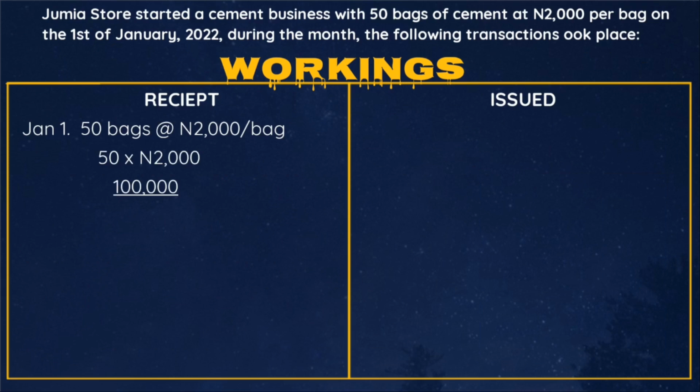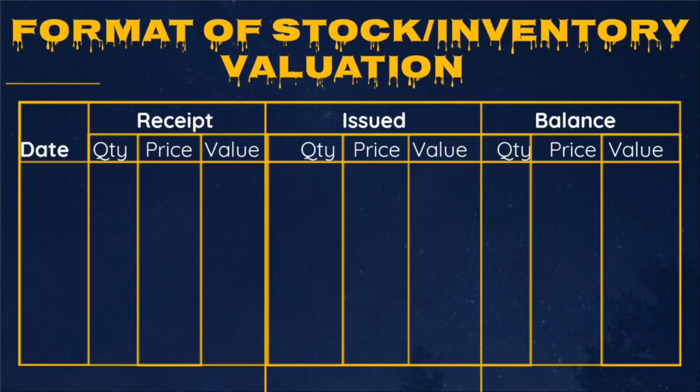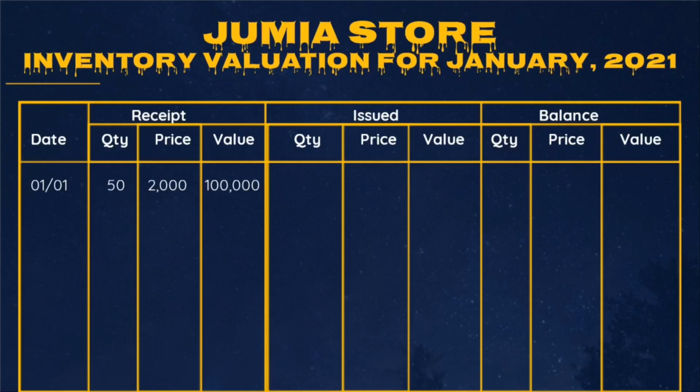Now we go to our inventory account and record the details. That is 50 bags of cement, 50 bags at 2,000, while the value will be 100,000. That is our inventory account. So we have January 1, that is 0101, quantity 50, at what price? 2,000, and what is the value? 100,000 naira. Under the issue side, that is going to be dash since we are receiving. Under the balance, under the quantity, we don't have any information before, so which means our quantity will be 50.